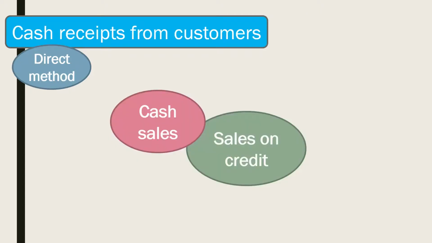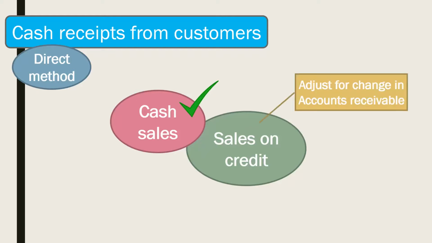Usually, some sales are made to customers on credit. For this reason, we cannot simply use the sales figure for a period to represent the cash receipts from customers. To calculate the cash receipts from customers, we include the amount for cash sales, and for sales made on credit, we need to adjust them for the change in the balance of accounts receivable during the period.